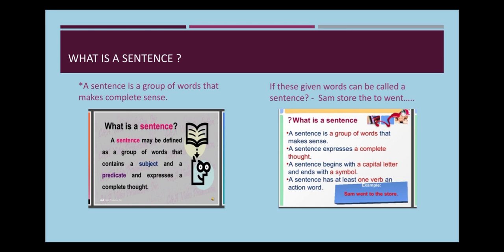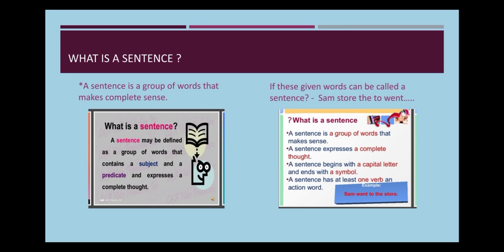Let us see if this given group of words can be called a sentence. Sam, store, the, to, went. Well, something is wrong. These words do not have any sense, or do not convey a complete meaning. Do you know why? Because they are not in a proper order. If we rearrange these words as Sam went to the store, it becomes a sentence.